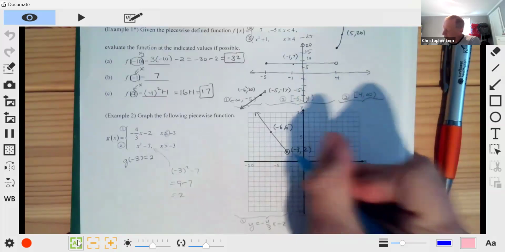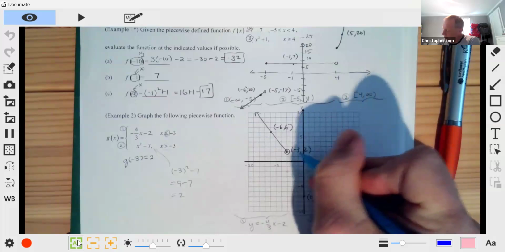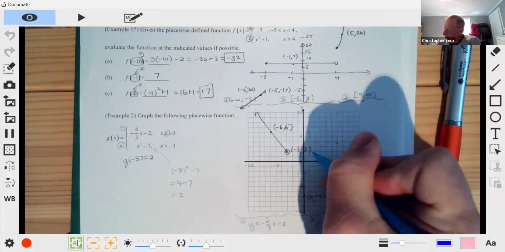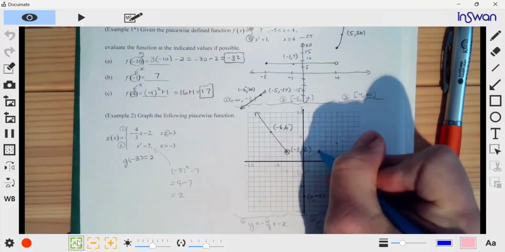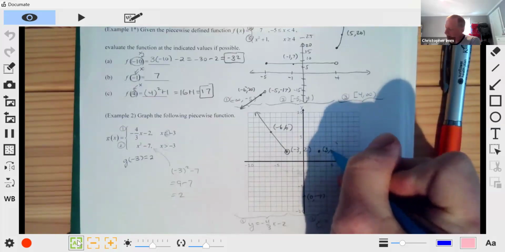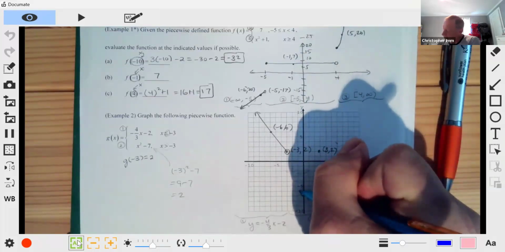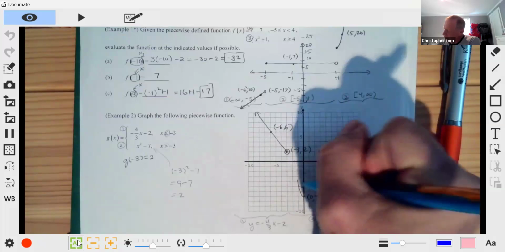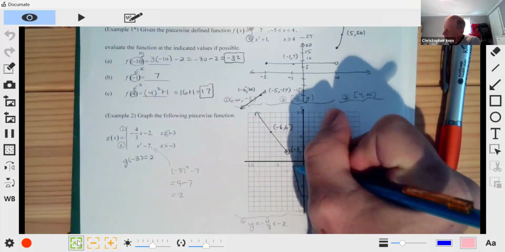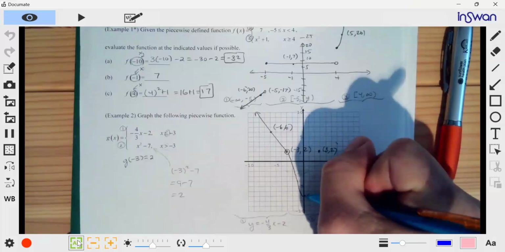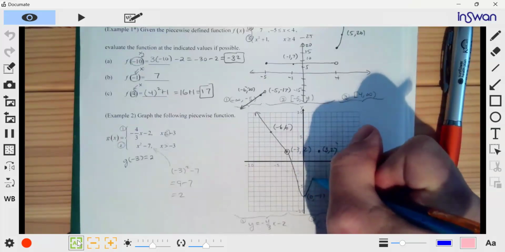And remember that parabolas have symmetry. So if the point -3, 2 is on there, then also the point 3, 2 would be on there as well. 3, 2 is on there. Awesome. So I can go ahead and sort of fill that in. Maybe not perfectly, but it's good enough. It's better than I can do. Okay. I appreciate that.